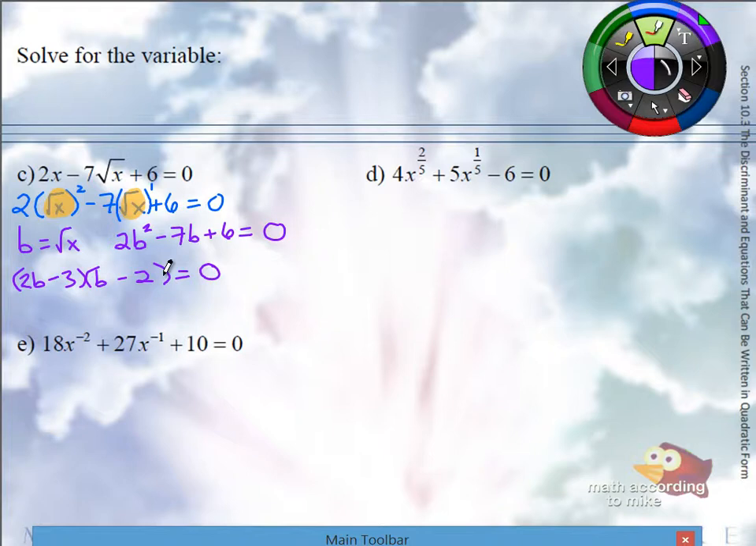Good. So what does this say about b? What does the first factor say about b? b equals 3 over 2. And b equals 2. But did we start with b? No, you don't mess with b. Instead of b, we got square roots of x. So square root of x equals 3/2. And the square root of x equals 2.